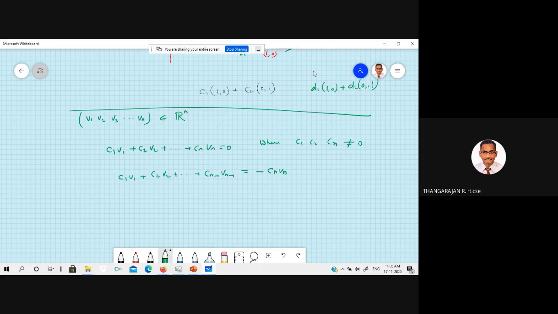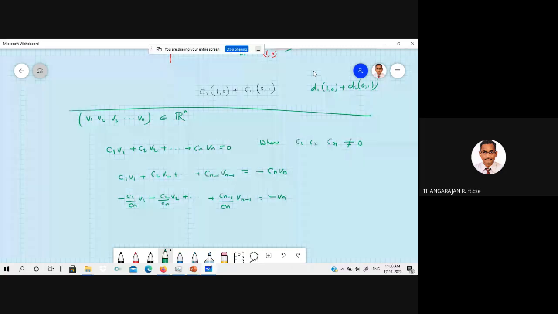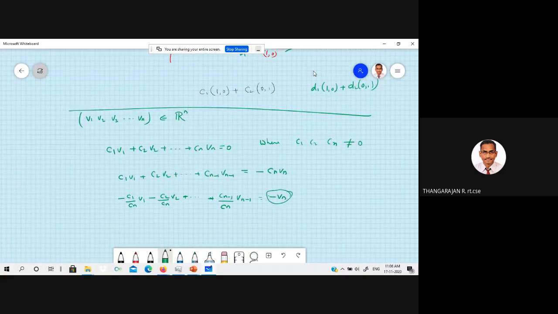So what is it that I'm doing? Now bring cn to this side, minus cn on this side. So what will happen? It will become minus c1/cn into v1, minus c2/cn v2, plus so on, plus minus c(n-1) divided by cn into v(n-1), equal to vn. So you can see that I can represent any vector as a linear combination of the rest of the vectors.